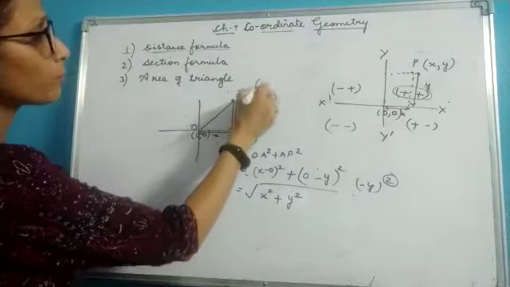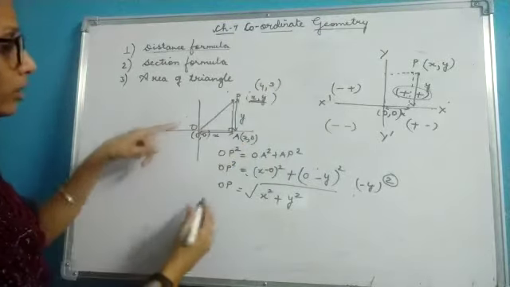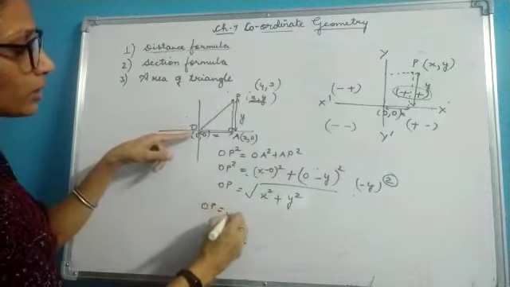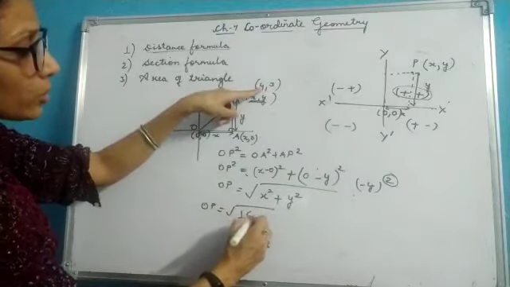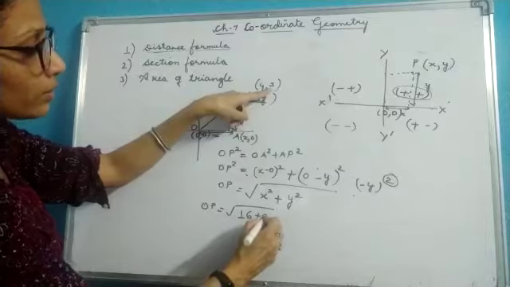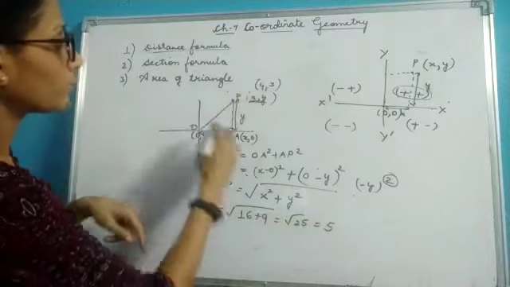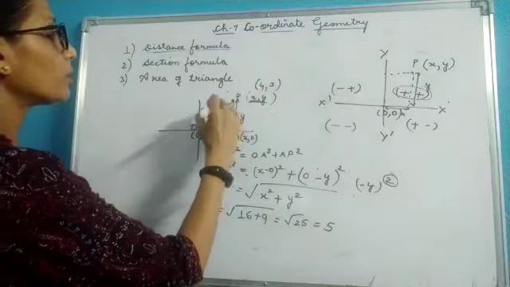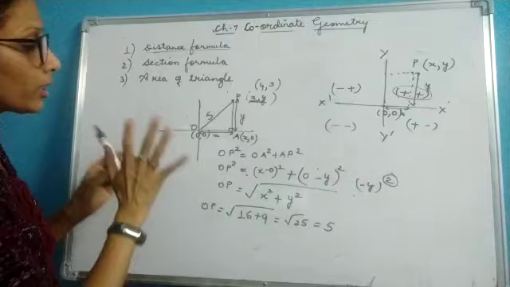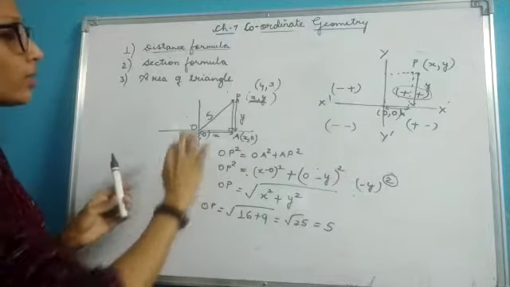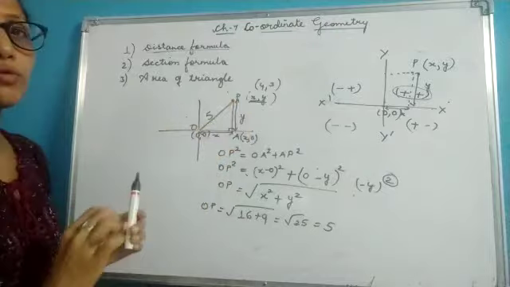Let's suppose this is (4, 3), and if I want to find out my distance OP, so simply I can write OP is equal to under root what? 4 square, that is 16, plus this square which is 9, which gives me root 25, that is 5. That means this distance OP is 5 meter or 5 unit, whatever unit you are taking. Okay, so this is your distance formula if you are finding out the distance of a point from the origin.